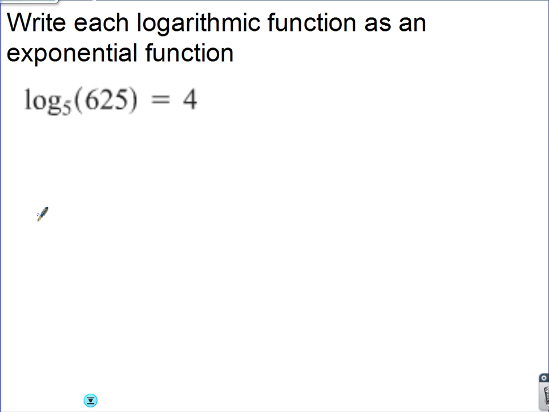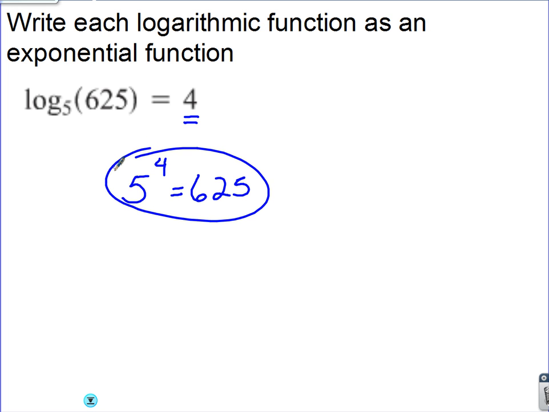Again, the base of this log. Well, you tell me, Seth. What is the base of this log? 5. The way I remember it, the base of the log is the same thing as the base of your exponent. So here, 5 raised to whatever the log is equal to is your exponent. So this would be 5 to the 4th power equals 625.